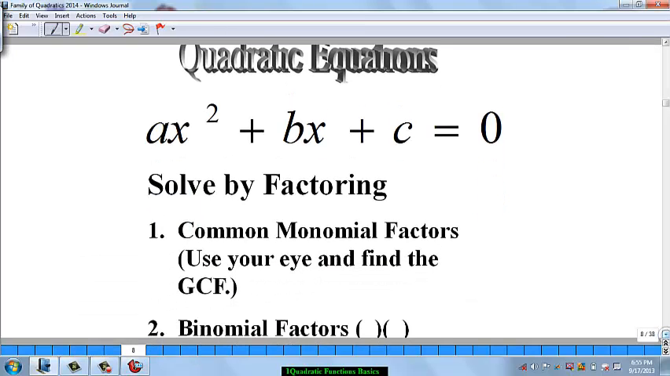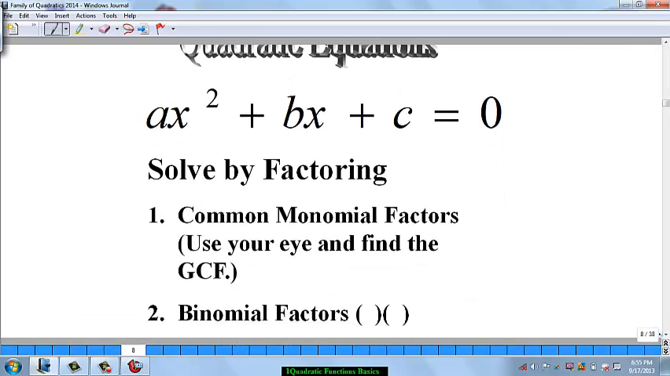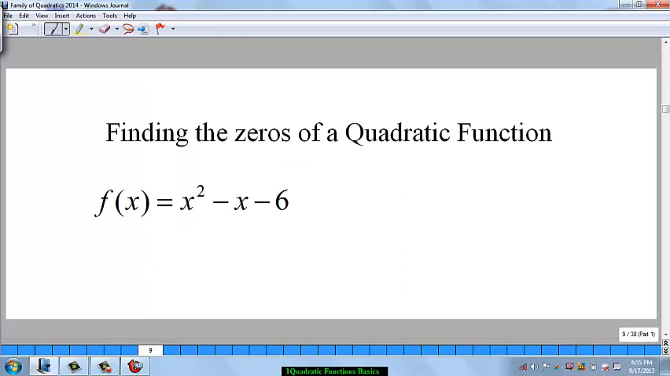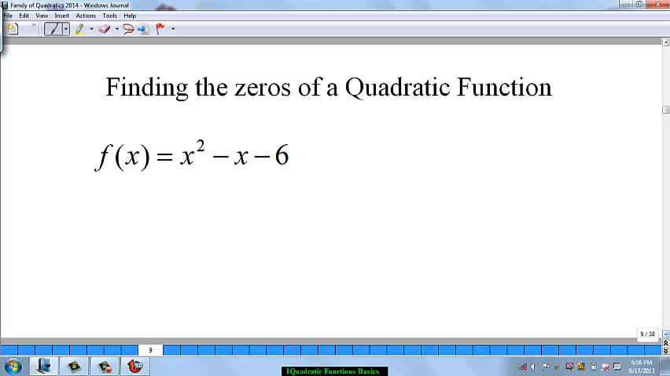The way to find this, you can solve quadratic equations by factoring, and we've done this before. You can use your common monomial factors or your eyeball, if you will, to find the GCF. Do your binomial factors and factor completely. You can do that by factoring, but not all equations are factorable. So a lot of times you can use the quadratic formula. So let's practice a couple. I'm going to do it both ways. But this one right here, in order for you to find roots or zeros, you have to make y be 0 or f of x be 0. So we're going to rewrite it like this.